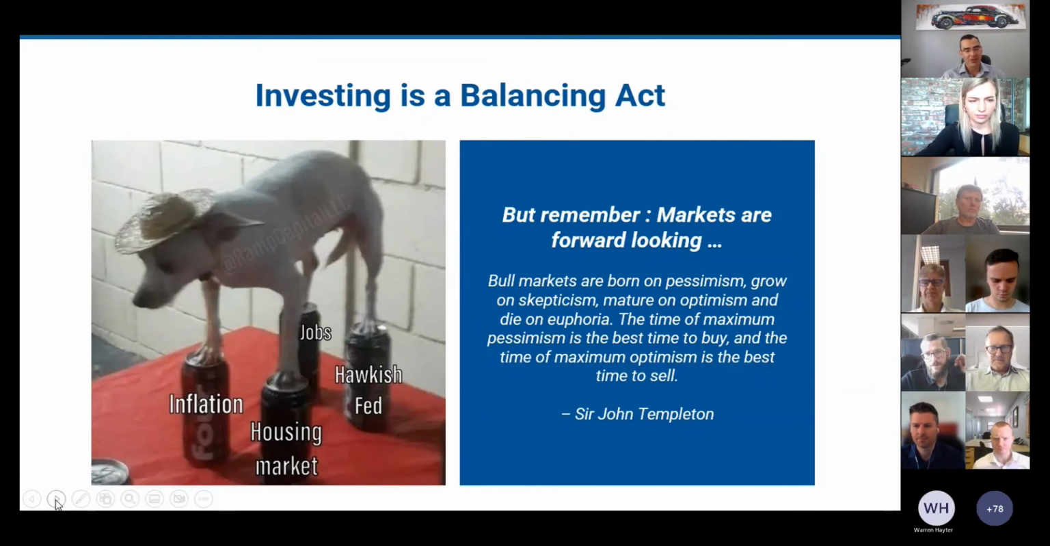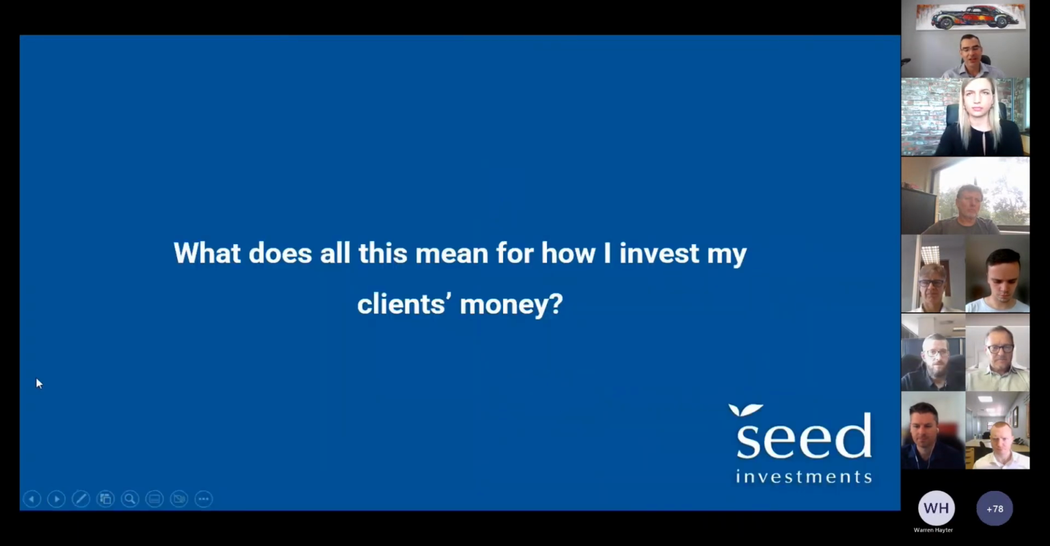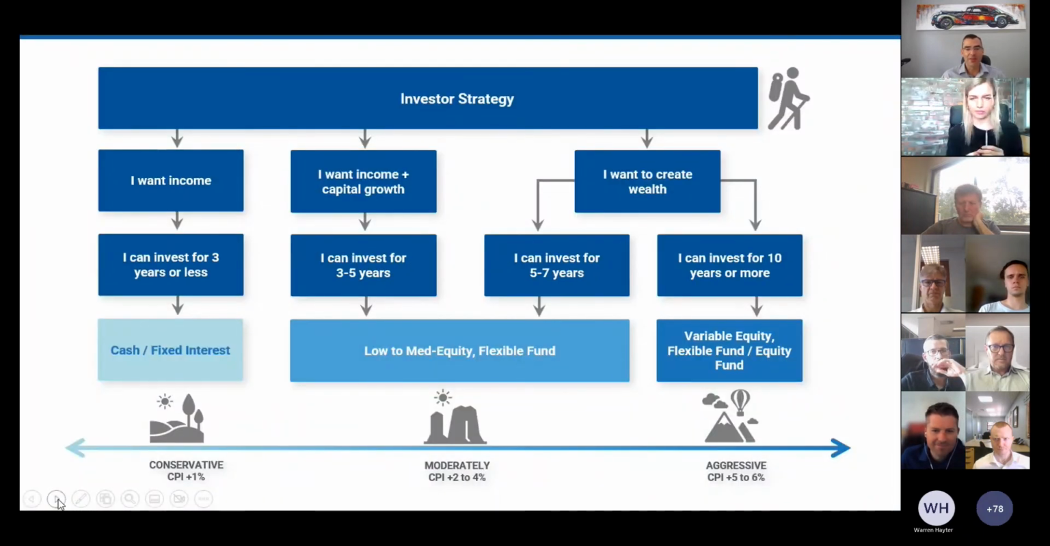If we then say to ourselves, and this is a question Miguel and I get a lot from all of you: so what does this all mean for how I invest my clients' money? I've got a client with R1 million, they want to go offshore. What do I do? I think for us, in volatile times like this, it's so important to get back to the investor strategy. Lisa, if you wouldn't mind putting that up.